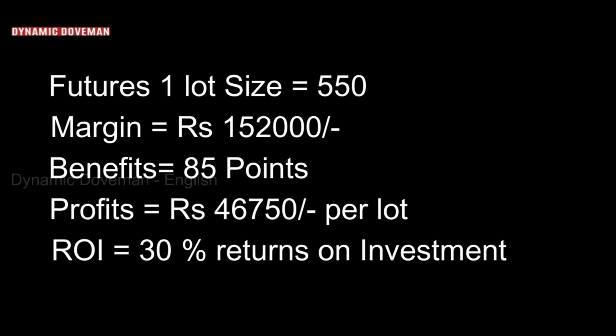All right. If you were to trade in futures and options, HDFC Bank's lot size is 550 for one lot. And in futures, the margin required is around 1,52,000 rupees. So for a 1,52,000 rupees margin, if you captured 85 points in HDFC Bank in a matter of 2 trades, then we are talking about a profit of almost 46,750 rupees with a single lot, which means it is around 30% returns on your capital. Where do you get this kind of profits?